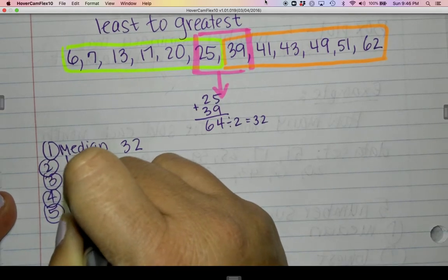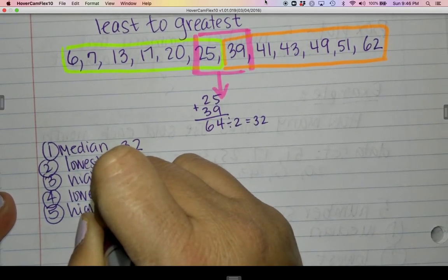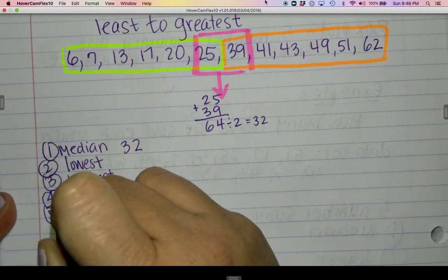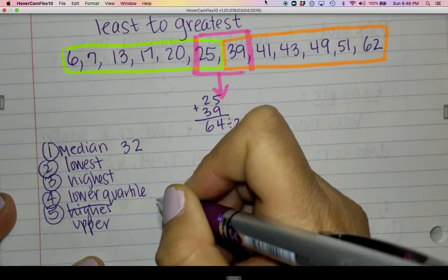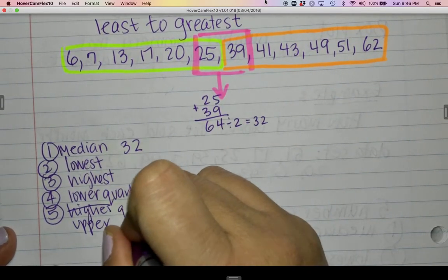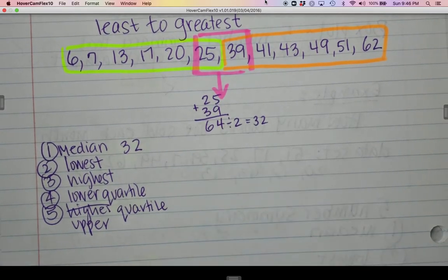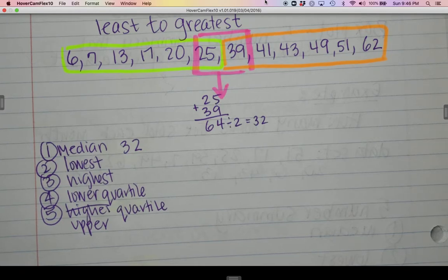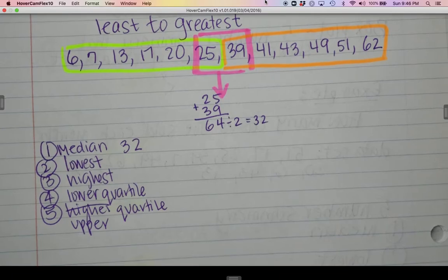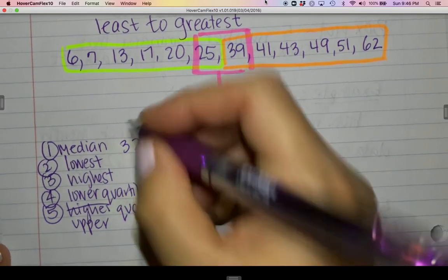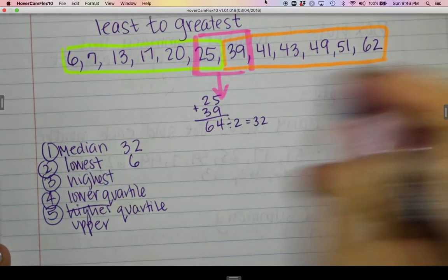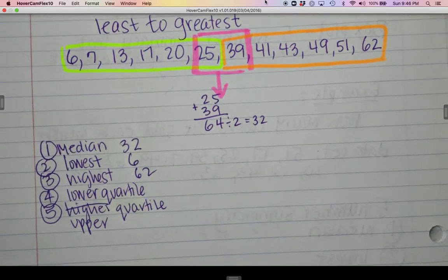I wish I could remember the other name. Upper or lower? Lower and higher? Those might be the other names. It might be called higher and lower, or lower and upper. I'm not sure. But you'll see them. You'll know because it's the quartile. It's either the top quartile or the bottom quartile. Okay, so our lowest number we know is 6. Our highest we know is 62.